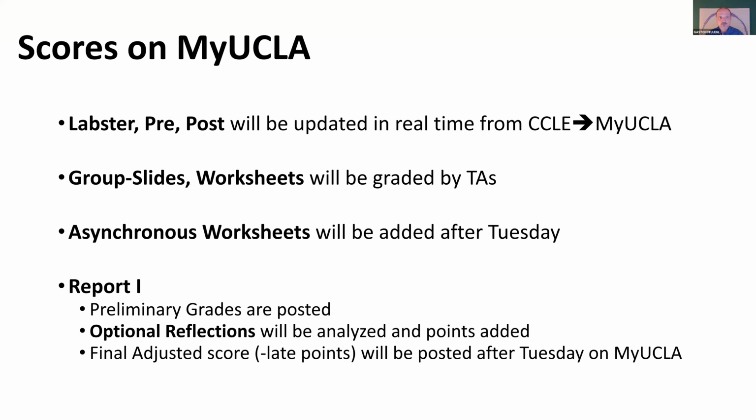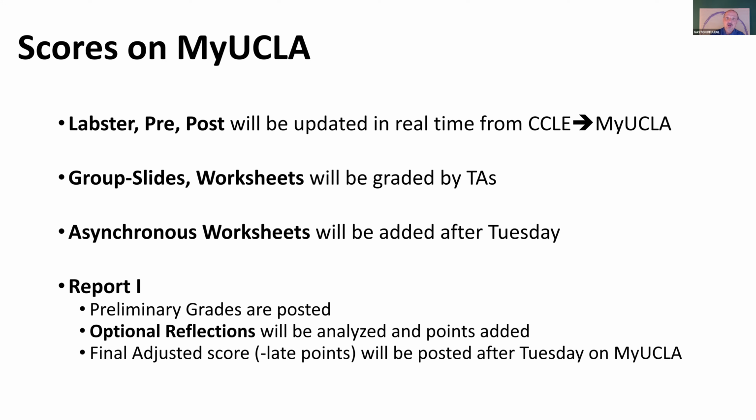The scores, as last week, the Labster pre and post scores will automatically update from CCLE to my UCLA. If anything is missing, let us know, then we push your score over. The group slides and worksheets will be individually graded by your TA. So these grades show up as your TAs are inputting them. If these are missing, please email your TA directly. The asynchronous worksheets, I will update after Tuesday. We need to score these, so they're not automatic. We need to actually score these before we add them to the database.